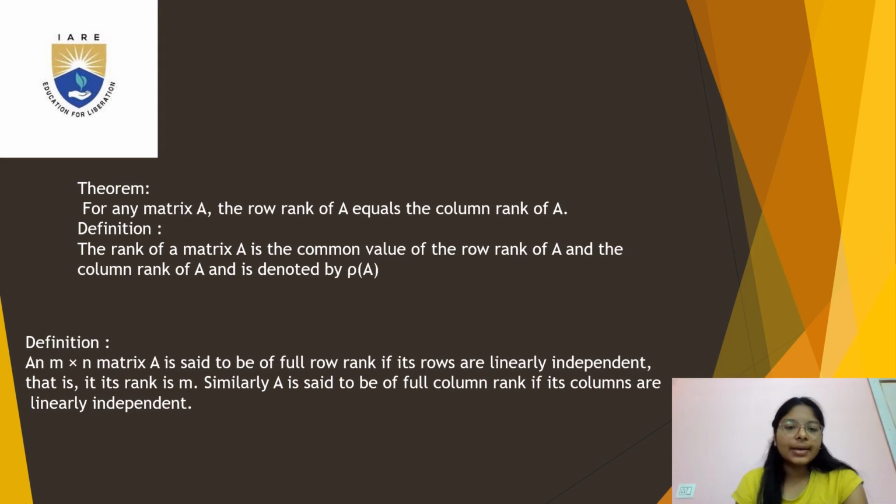Now we discuss one theorem. For any matrix A, the row rank of A equals the column rank of A. Definition: the rank of a matrix A is the common value of the row rank of A and the column rank of A, and is denoted by ρ(A).